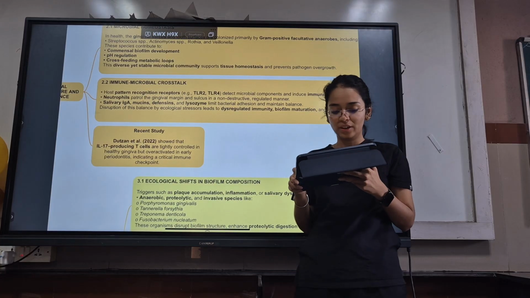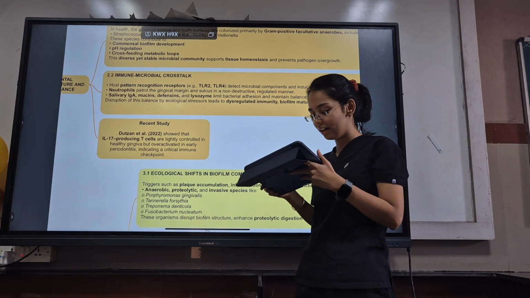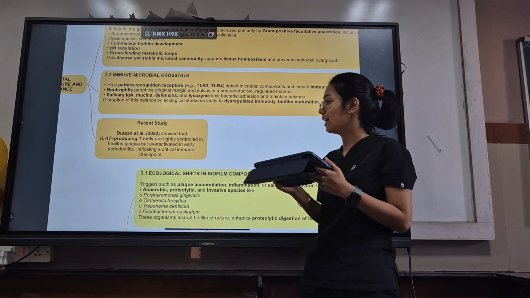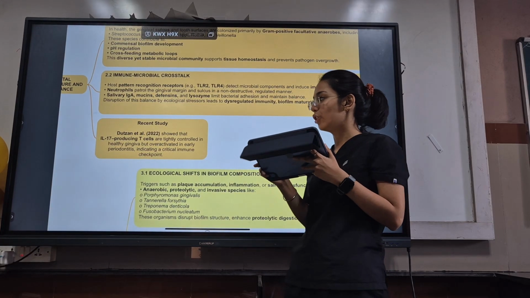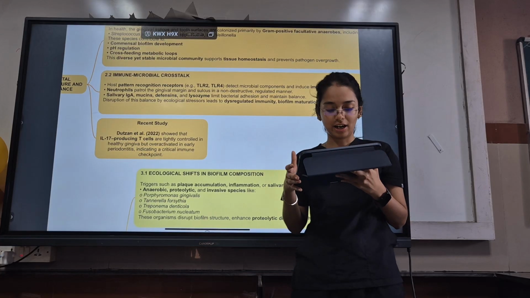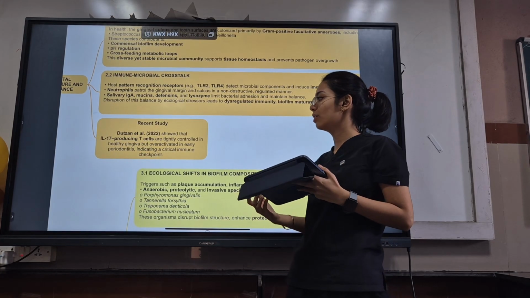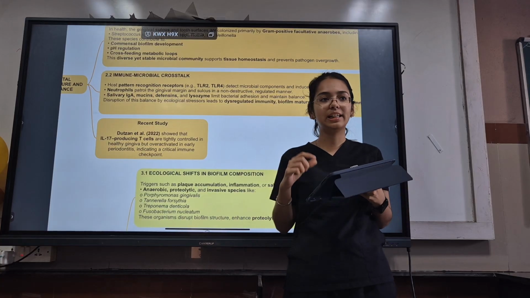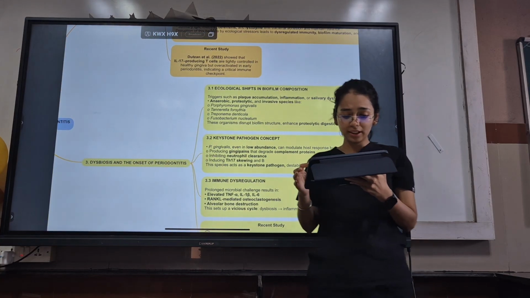tissue inflammation. There was a very recent study conducted by Dutzan et al. in 2022 that showed that the interleukin 17 producing T cells were tightly controlled in a healthy gingiva, but they were overreactive in early periodontitis cases, which indicated a very critical immune checkpoint.